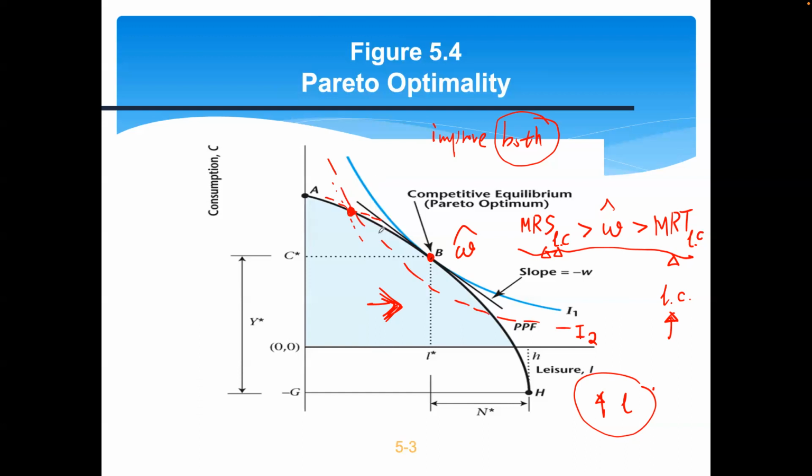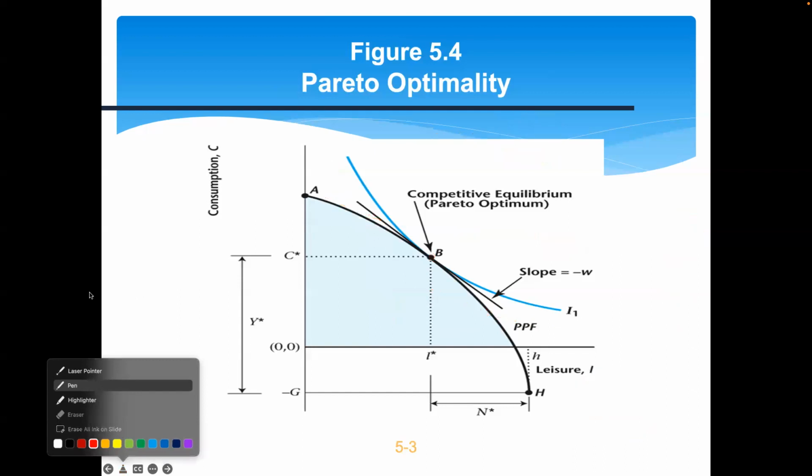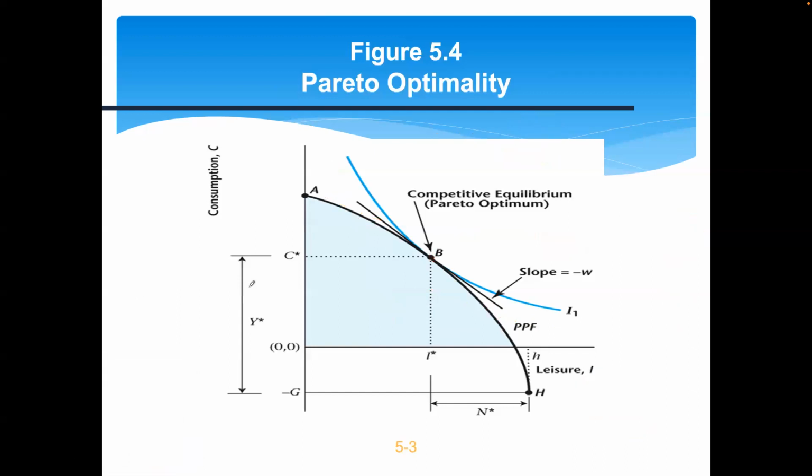In either case, moving in this direction is a better solution for both consumer and firm. Similarly, if we are here and move in this direction, it's better for both, until we reach this point, the optimum. So this is Pareto optimal, from the social planner's point of view. But remember, there's no wage, because the social planner doesn't need a wage. He or she just tells you what to consume and how much to work.